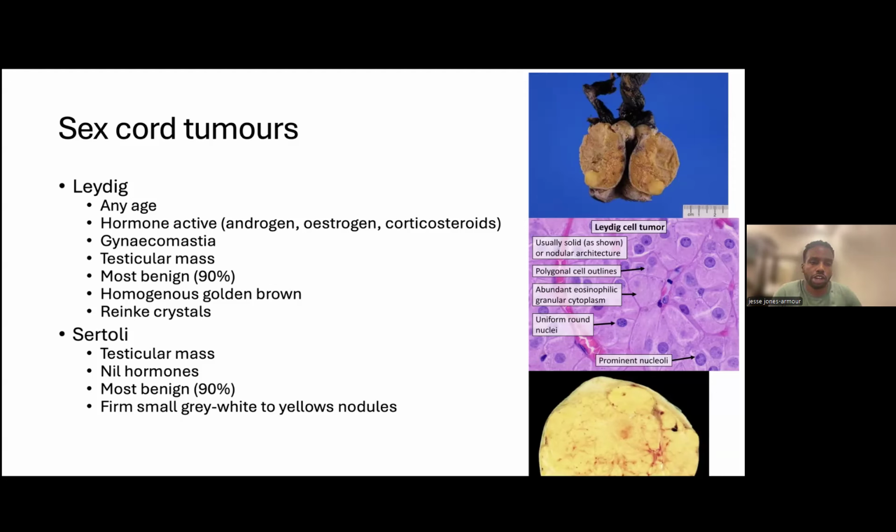On histology, on macro, they are homogeneous, golden brown, as you can see in the above images. And microscopically, you will see that they have Reinke crystals associated with them. Then you have your Sertoli sex cord tumors, which also present as testicular mass. They are not hormonally active, and most of them are benign, firm gray, white, yellow nodules.